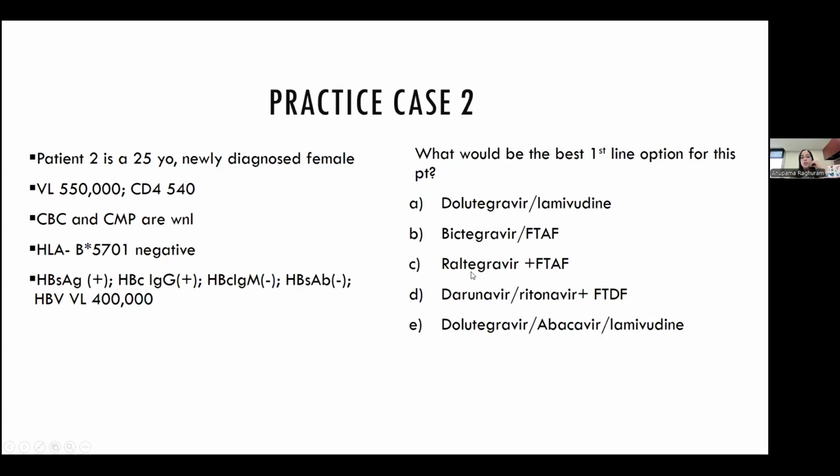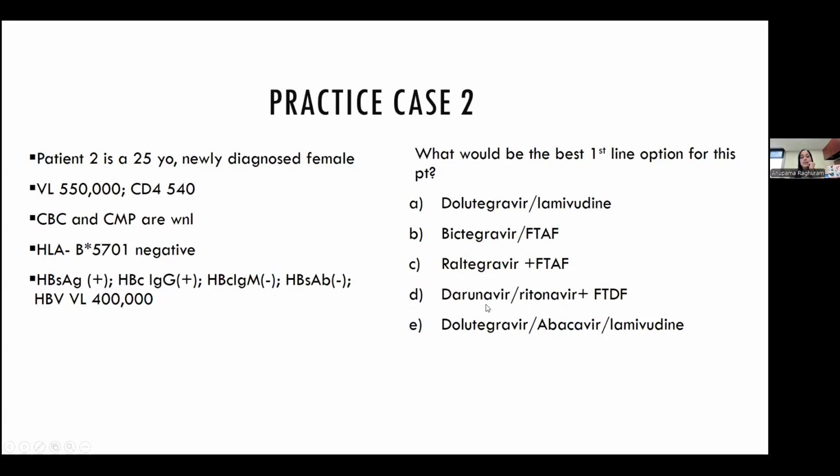And then now when we go here to option C. So, well, let's go to option B. Can you use bictegravir and FTAF? Well, there's nothing else that I told you that precludes the use of this, right? No kidney issues. This is a young person. So yeah, that's an option. Let's look at option C, raltegravir. Was this one of the options we talked about for first line? No, I told you dolutegravir, bictegravir, or darunavir is basis. So that would not be an option, right?